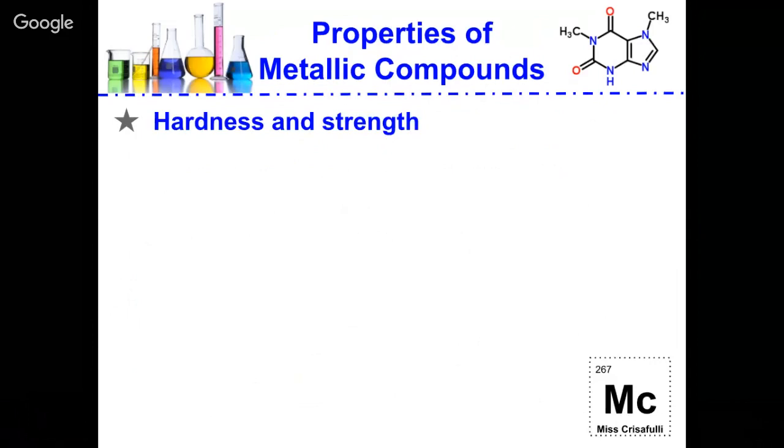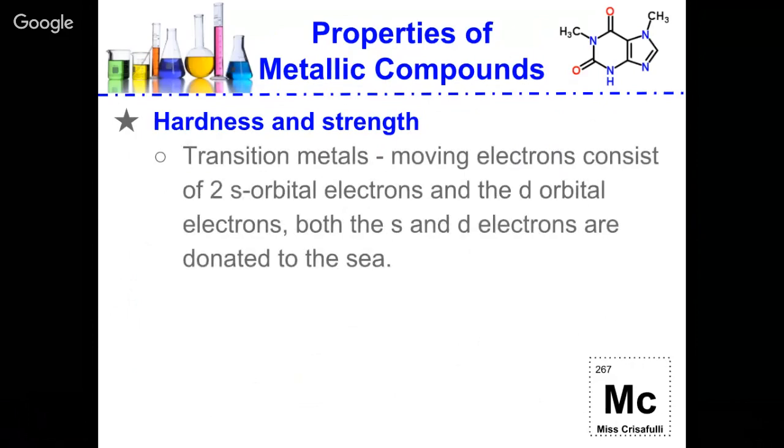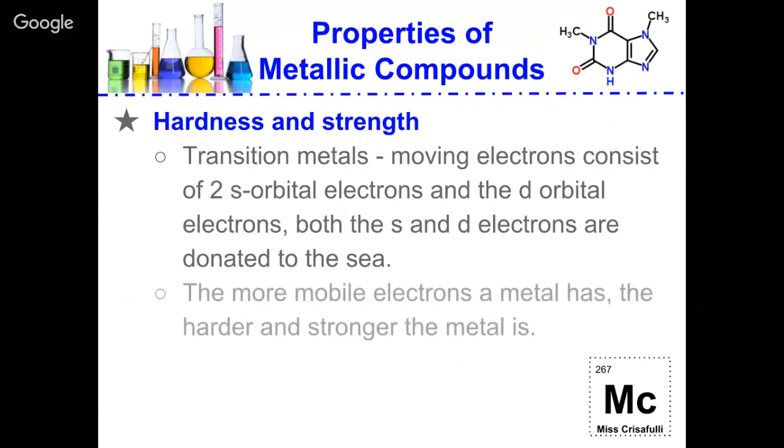And let's finally talk about hardness and strength. Transition metals have moving electrons that consist of the two s orbitals and the d orbitals. Both the s and d orbitals are their valence electrons, and they will be donated to the sea of mobile electrons. Because of this, they are going to be harder and stronger, with the more mobile electrons a metal has.